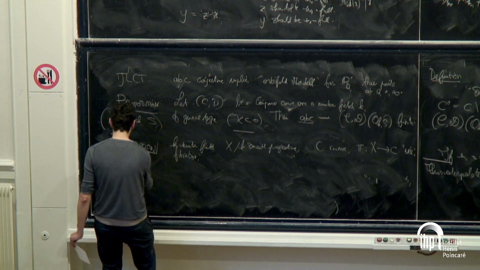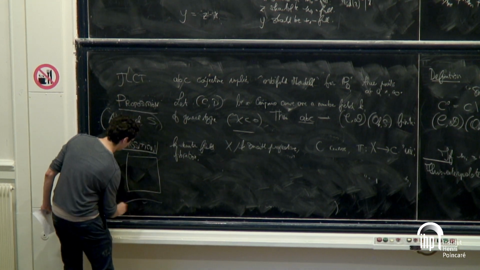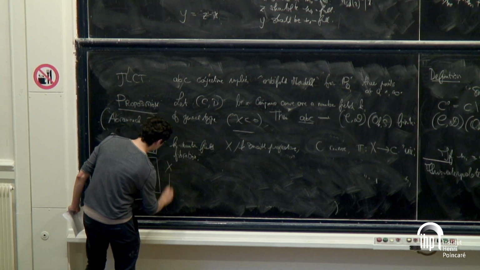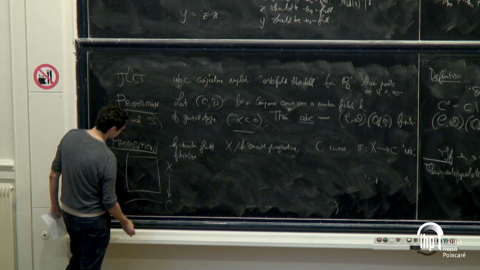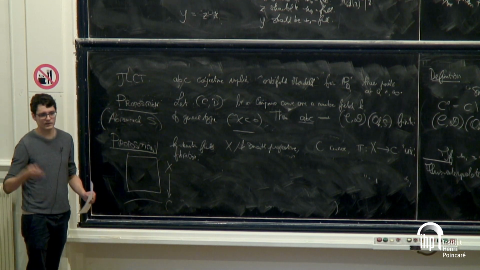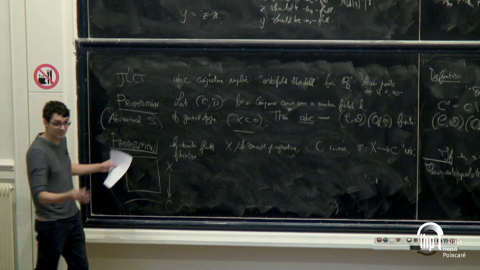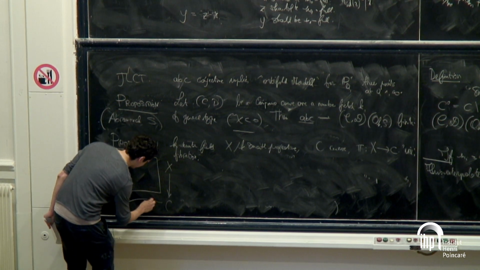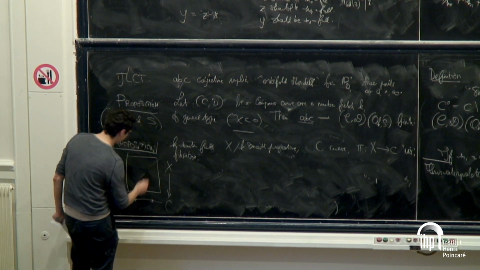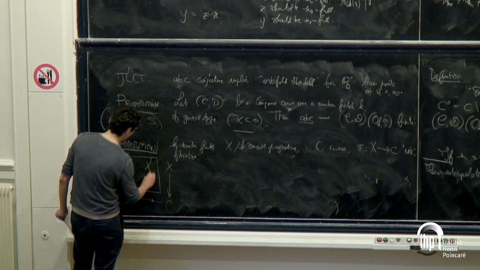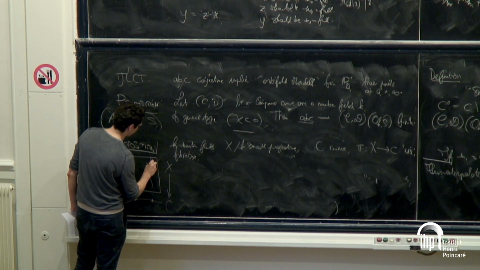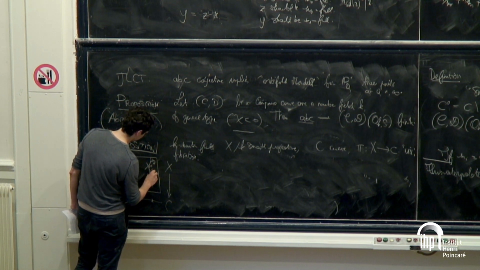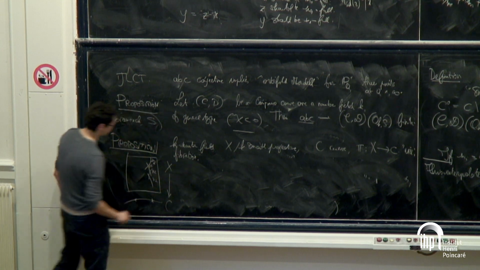Maybe I should make a picture. So we have some X over C, and of course, most fibers will be smooth, but there will be singular fibers, and some of these singular fibers will be very specific. They will have the property that no irreducible component of the fiber has multiplicity 1. So all irreducible components have multiplicity at least 2.